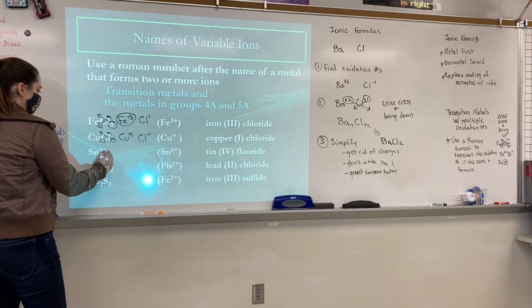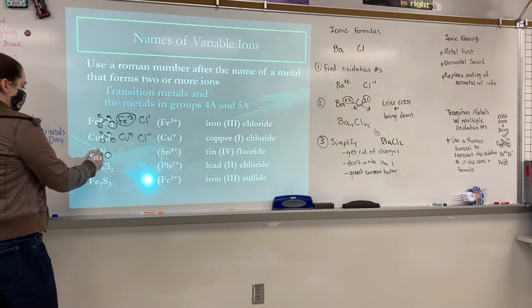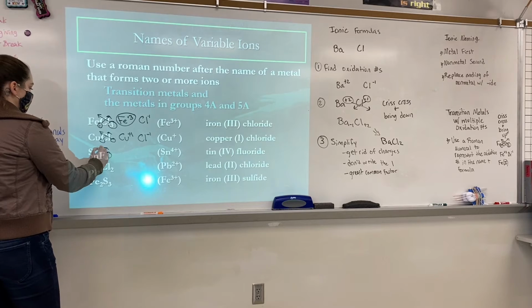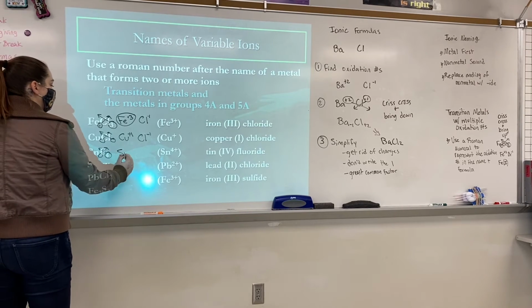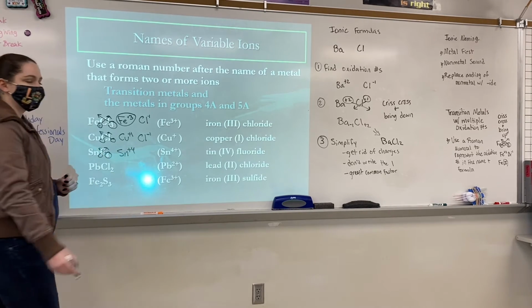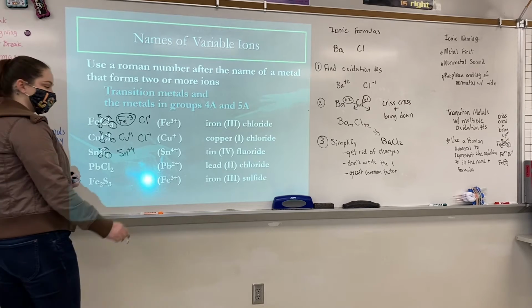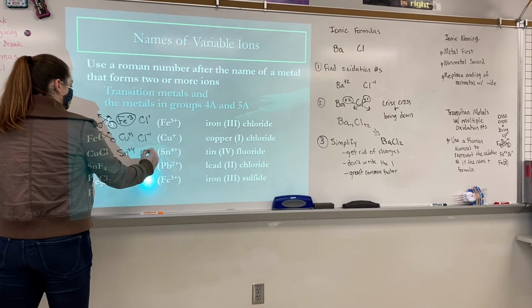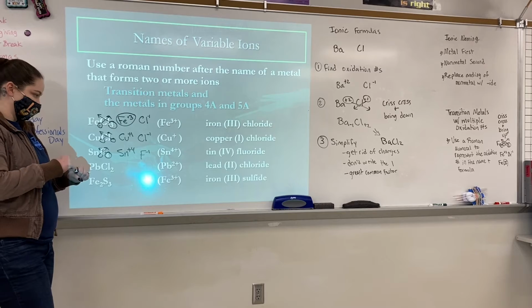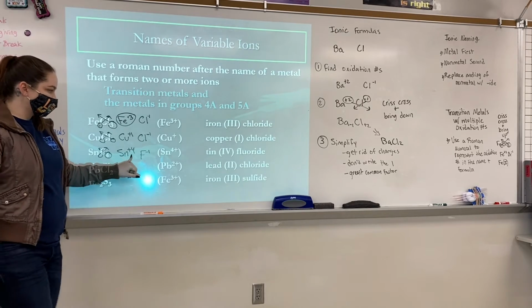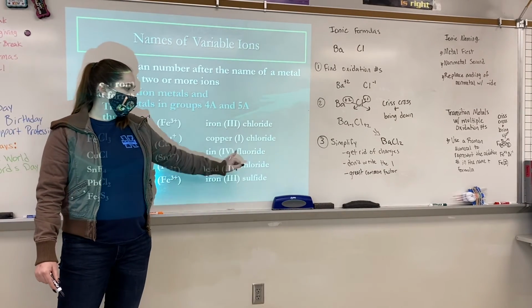Again, grab your numbers on the bottom, crisscross, bring them up. So that means that your tin is going to have an oxidation number of +4, and your fluorine is going to have an oxidation of -1. So then the 4 tells you that you're dealing with tin 4 fluoride.